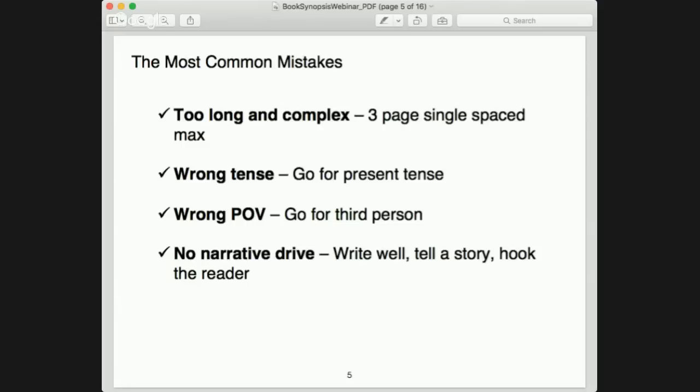And so, being too long and complex, they're going to get frustrated. They're going to move on to the next one that's more concisely presented. Short is really, really important. And I know, because I work with writers all the time on synopses, everybody thinks that their book is special, that their book is not able to be reduced.